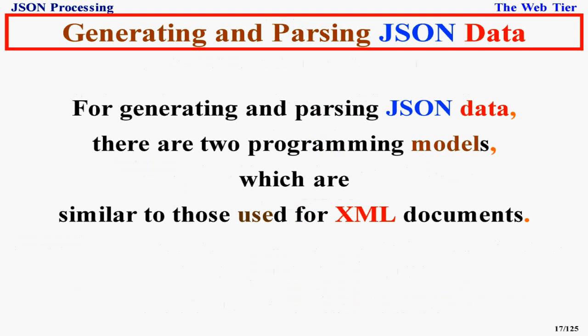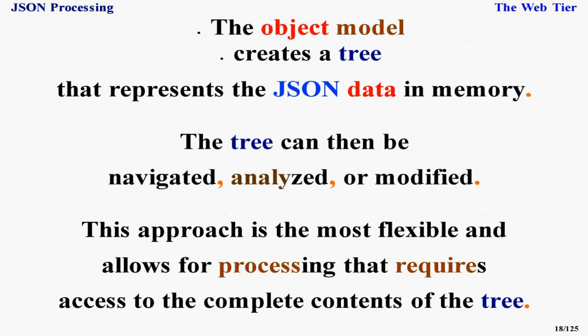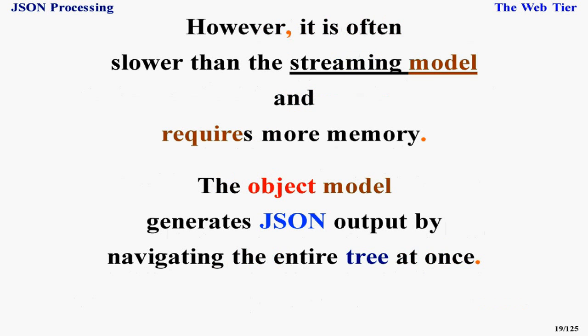Generating and parsing JSON data. For generating and parsing JSON data, there are two programming models, which are similar to those used for XML documents. The object model creates a tree that represents the JSON data in memory. The tree can then be navigated, analyzed, or modified. This approach is the most flexible and allows for processing that requires access to the complete contents of the tree. However, it is often slower than the streaming model and requires more memory. The object model generates JSON output by navigating the entire tree at once.